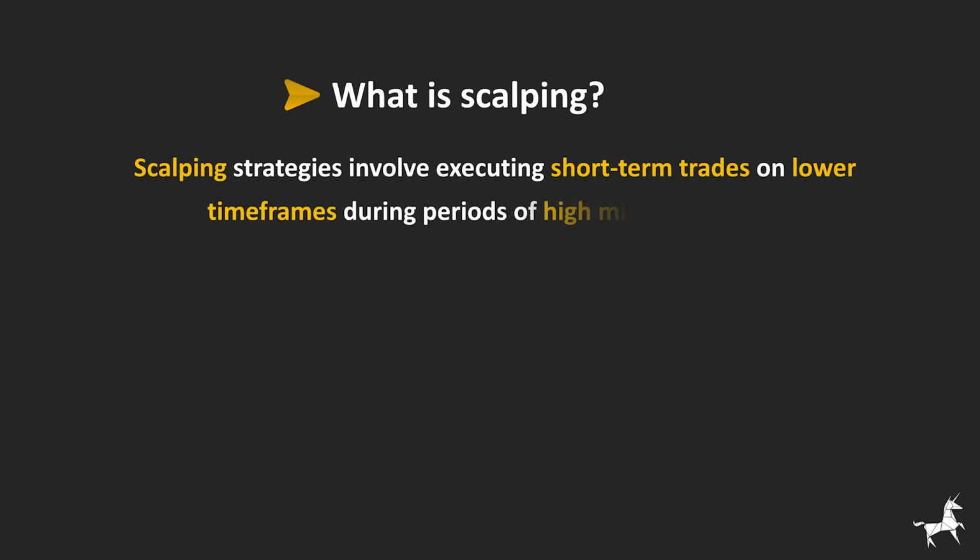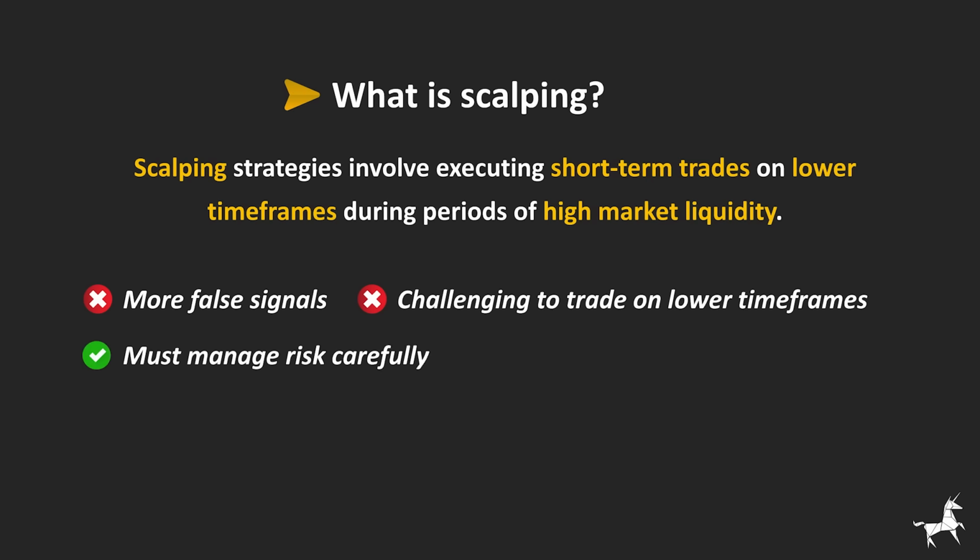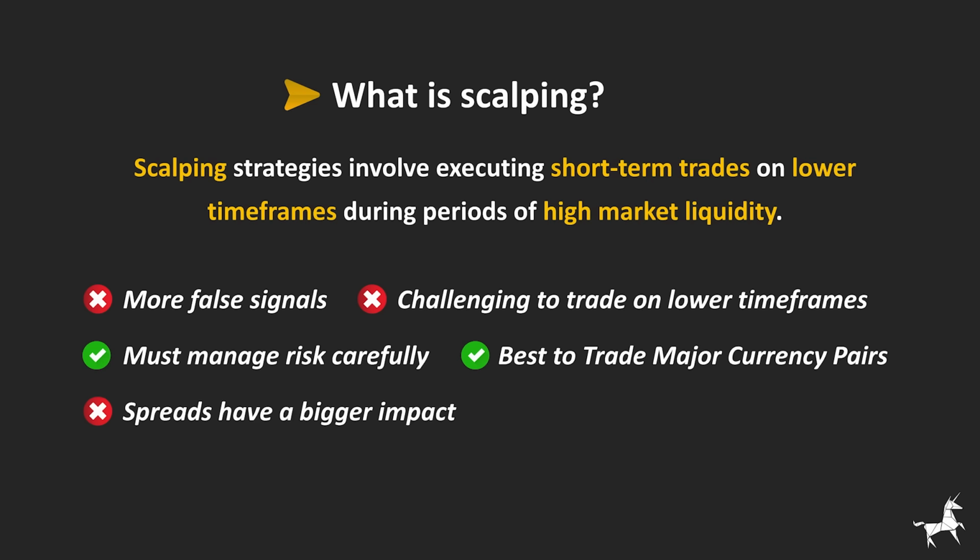Before we start, it's worth mentioning that scalping strategies involve executing short-term trades on lower timeframes during periods of high market liquidity. Scalpers face more false signals because they are dealing with lower timeframes. Therefore, they must manage risk carefully. It's also best to trade major pairs that have lower spreads, especially since spreads matter when targeting 10-20 pips.